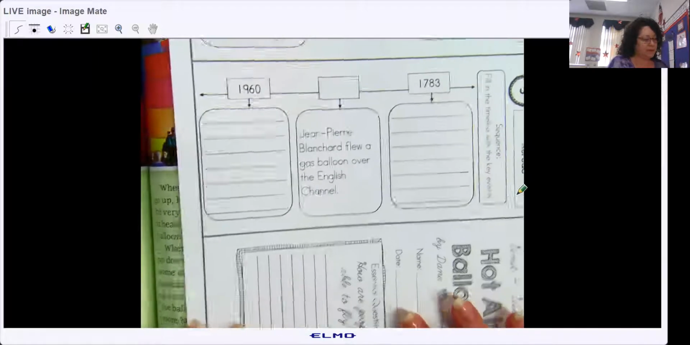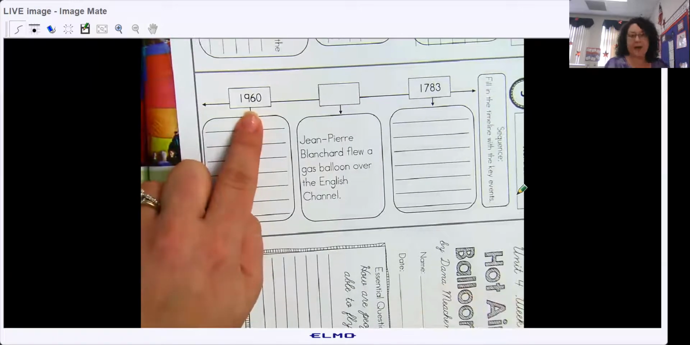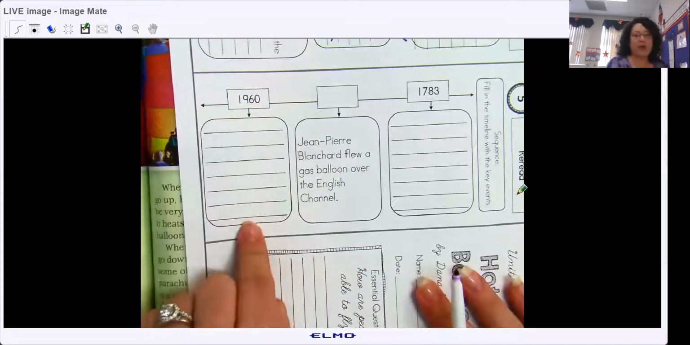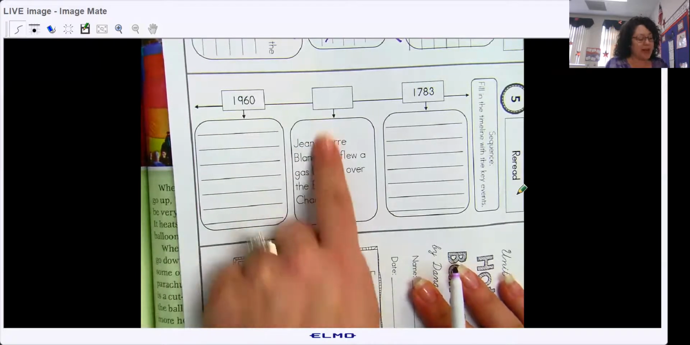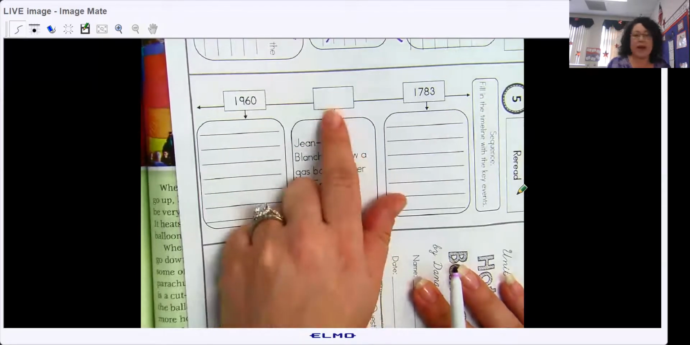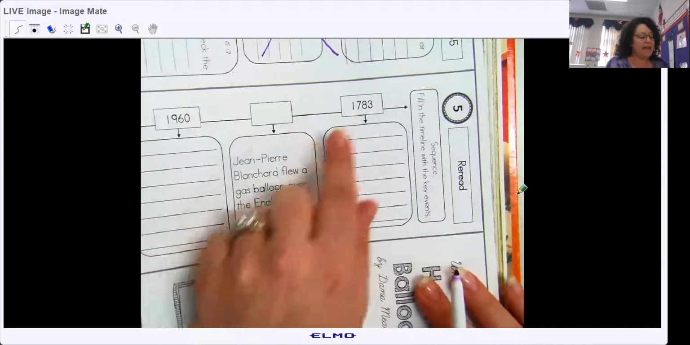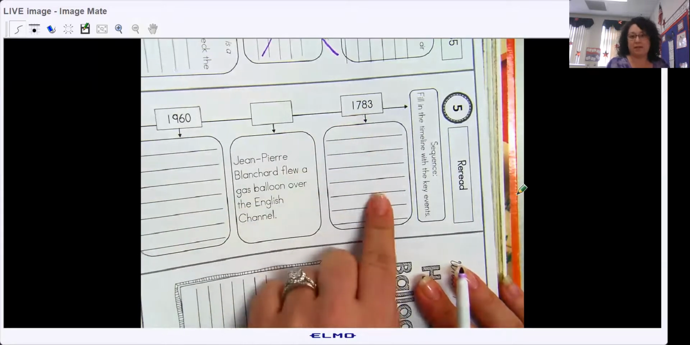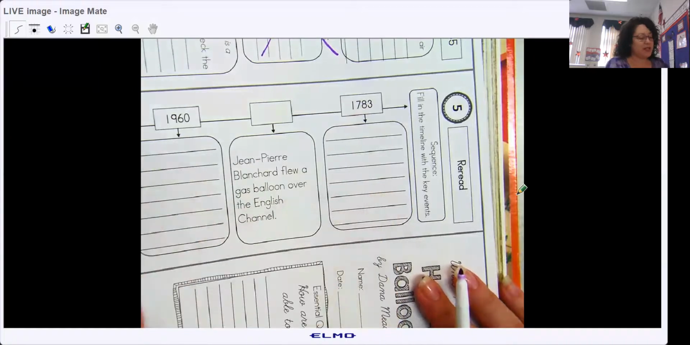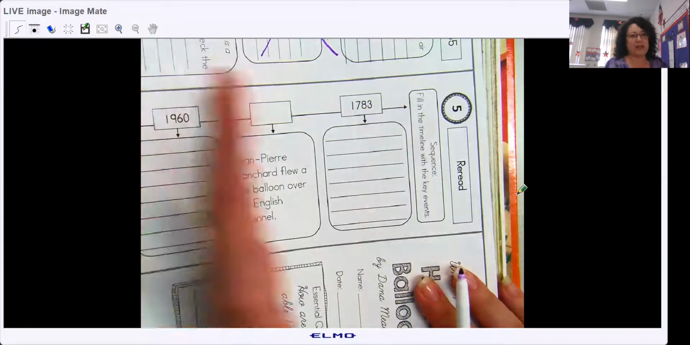And then box 5 is your discussion post. Fill in the timeline with the key events. So you're going to have to go back and find what happened in 1960 and write it here. Then you're going to have to go back and find this event and write the year. And then you'll have to find 1783 and write the event. Okay, so you're sequencing, you're putting them in order. Of course, this looks like it's going backwards.